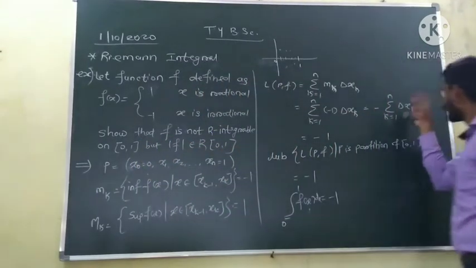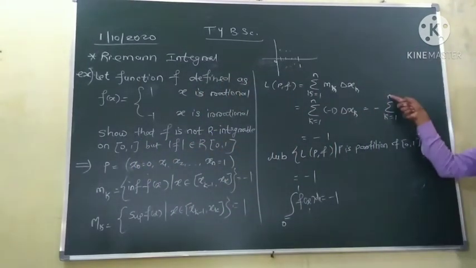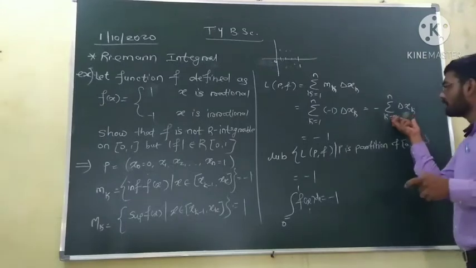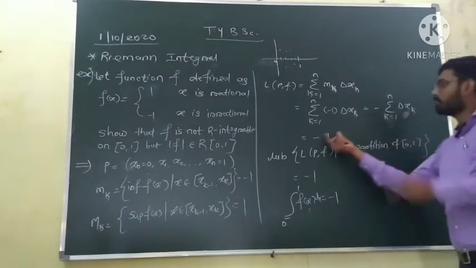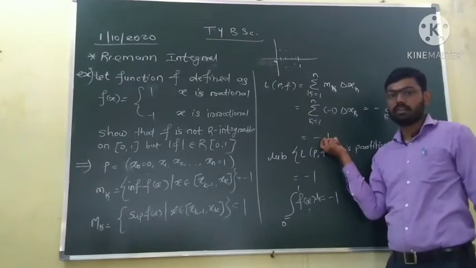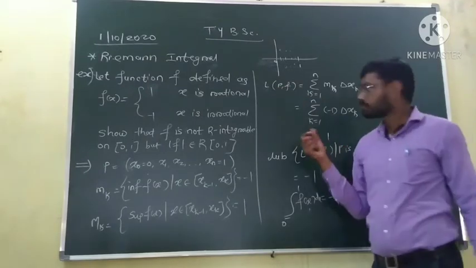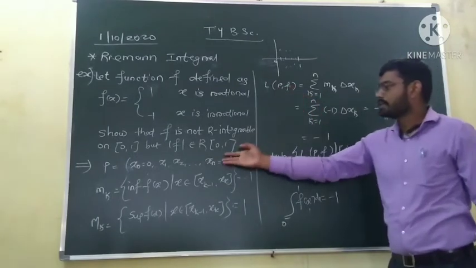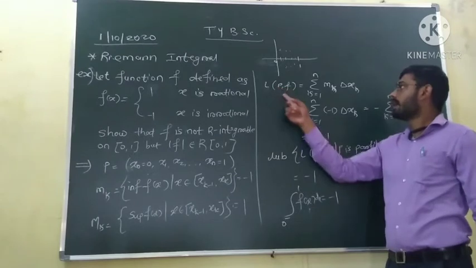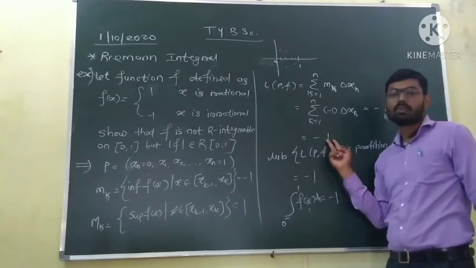So summation of delta x k, where k varies from 1 to n, is the length of the whole interval 0 to 1, which is 1. So 1 into minus 1 is minus 1. So the lower sum becomes minus 1. Now we have taken P as any arbitrary partition. So take any partition, we are getting lower sum as minus 1.